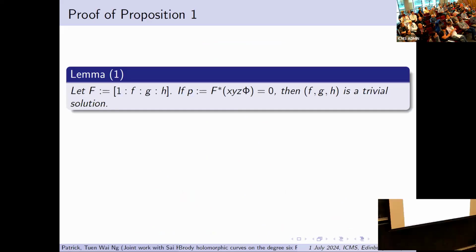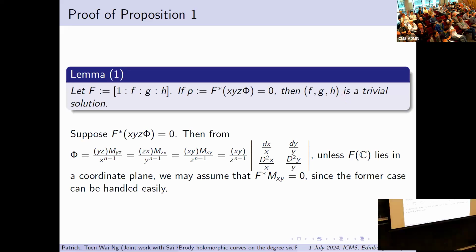Now, the following lemma tells you when you can get a trivial solution. So one condition would be the following. If you take your phi multiplied with x, y, z, and then pull back by this capital F, it simply means that you substitute x, y, z by f, g, h, etc. And suppose this function is constantly equal to 0. Then, and I'm going to call this a function p, the conclusion would be f, g, h would be a trivial solution, which means that one of them would be basically a constant. The other two, they are related by a multiple.